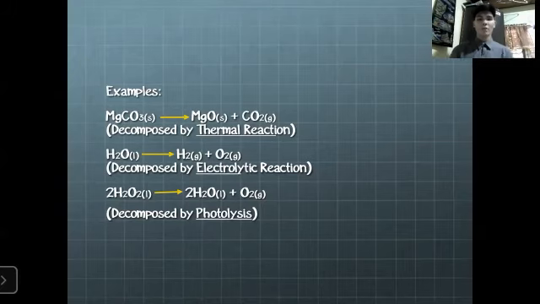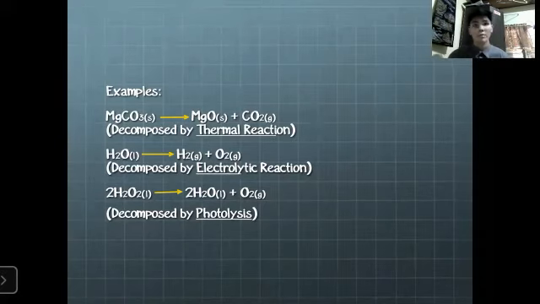So next one is hydrogen dioxide, also known as water, which yields hydrogen gas plus oxygen gas, and it is decomposed by an electrolytic reaction. Number 3 is hydrogen peroxide yielding hydrogen dioxide plus oxygen gas, because when light hits hydrogen peroxide, it tends to break and separate into some substances. So it is decomposed by photolysis.